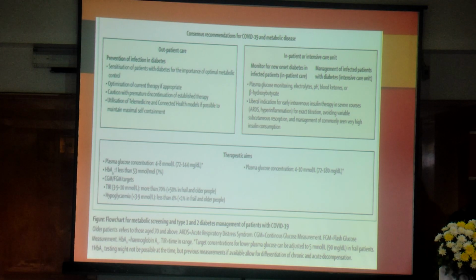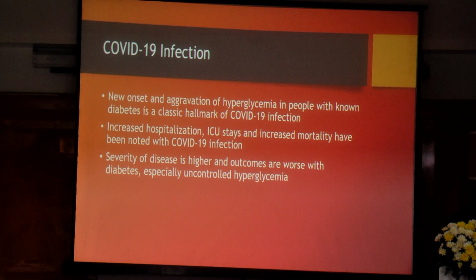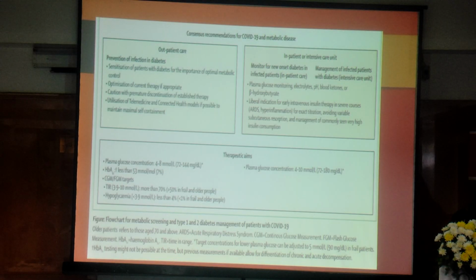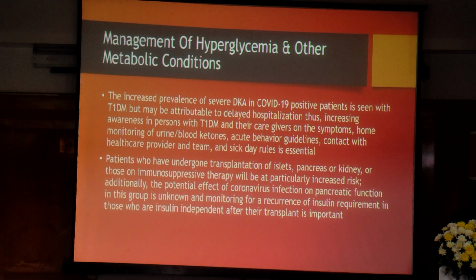For inpatient or intensive care unit care, we know that besides optimizing the insulin therapy, we need to screen for associated electrolytes, blood ketones, the pH and also the presence of beta hydroxybutyrate. And IV insulin should be liberally considered in the ICU setting. Simultaneously, antihypertensives and dyslipidemic drugs should also be continued so that the comorbidities are well controlled as well.